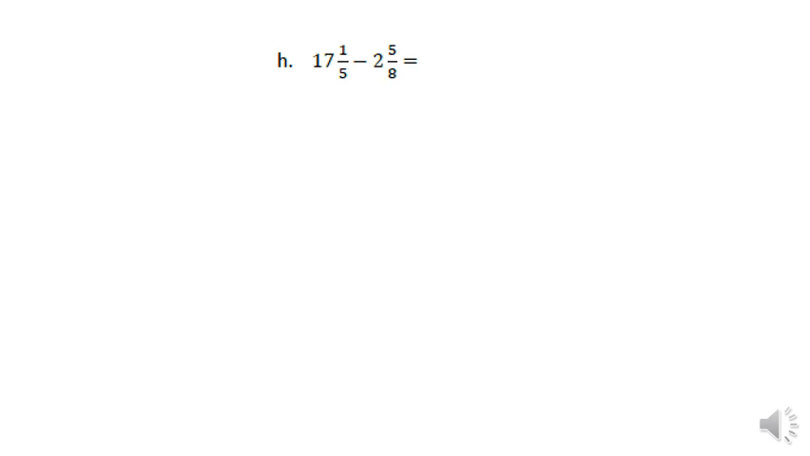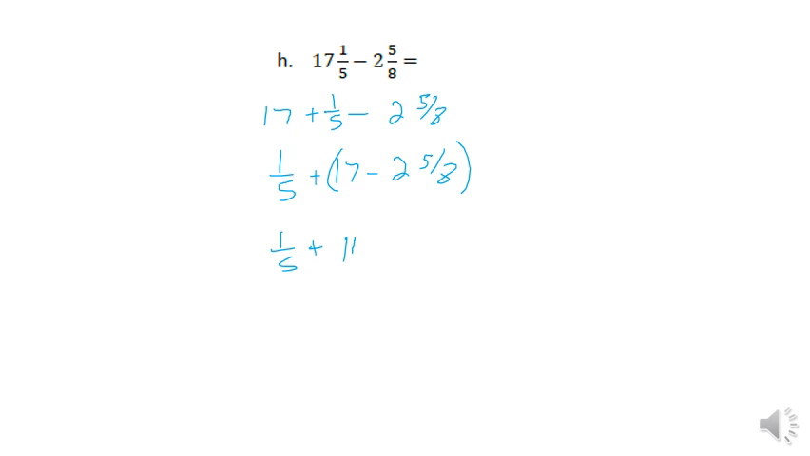On H, we have 17 1/5 minus 2 5/8. So I'm going to decompose it. 17 plus 1/5 minus 2 5/8. We're going to swap the whole number around so we can subtract it. Plus 17 minus 2 5/8. Because now we end up with 1/5 plus, well, if I add 3/8 to it, I'll get to 3, and I'm going to need 14 more. So it'll be 14 3/8, because I know 14 3/8 plus 2 5/8 is going to give me 17.